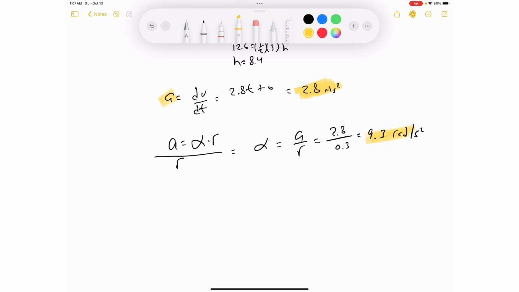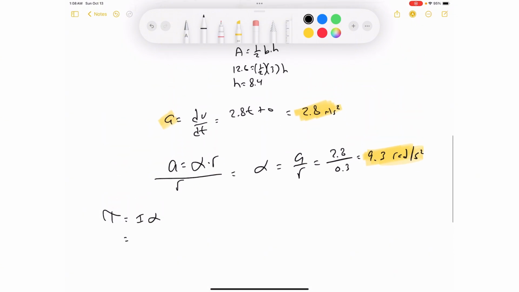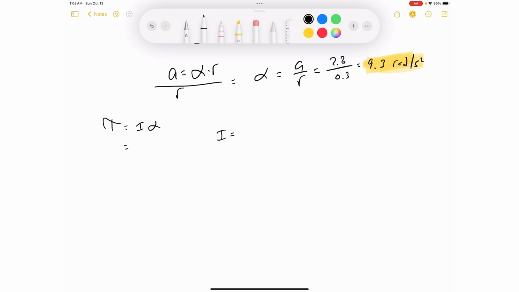Okay, so now I know how fast this thing is accelerating in radians per second squared. So that's cool. Now that I know that, maybe I could figure out the torque on this wheel. You may remember the torque is equal to I alpha, and torque is what I'm looking for. I is the moment of inertia. Now this is a solid disk, and so the inertia of a solid disk is 1/2 m r squared. Mass is given to us, it's 10.